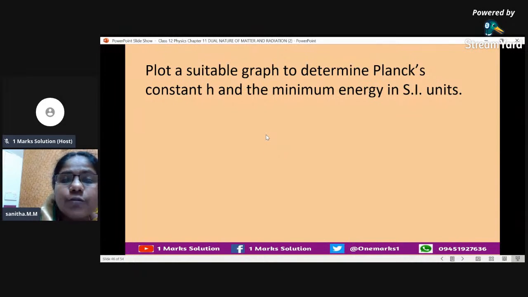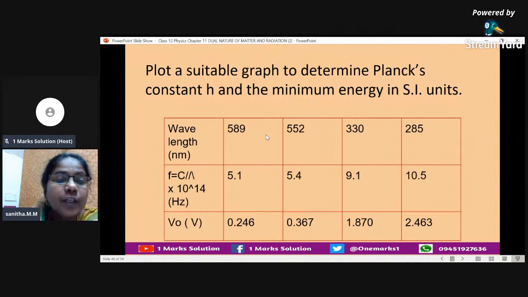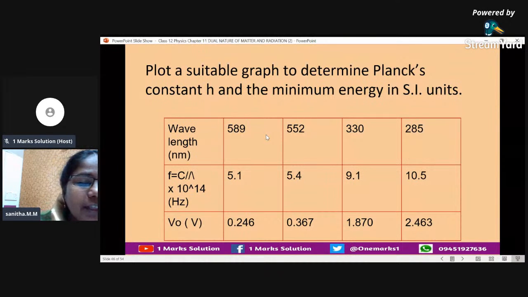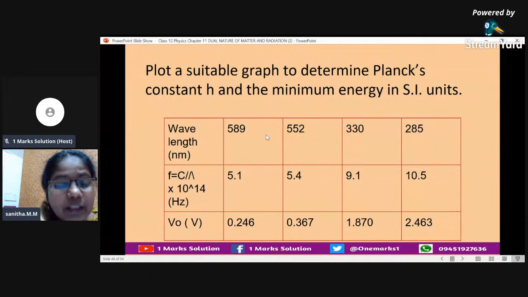Plot a suitable graph to determine Planck's constant and minimum energy in SI unit. That we have already discussed, which is the graph of frequency and stopping potential. It is a straight line graph. So here we have to find the frequency from the data given. Here wavelength and potential are already given. From that you can find the frequency. c is equal to nu lambda, so frequency is c by lambda. The frequency we have calculated here is 5.1, 5.4, 9.1, 10.5, all multiplied by 10 raised to 14, and the unit is hertz.